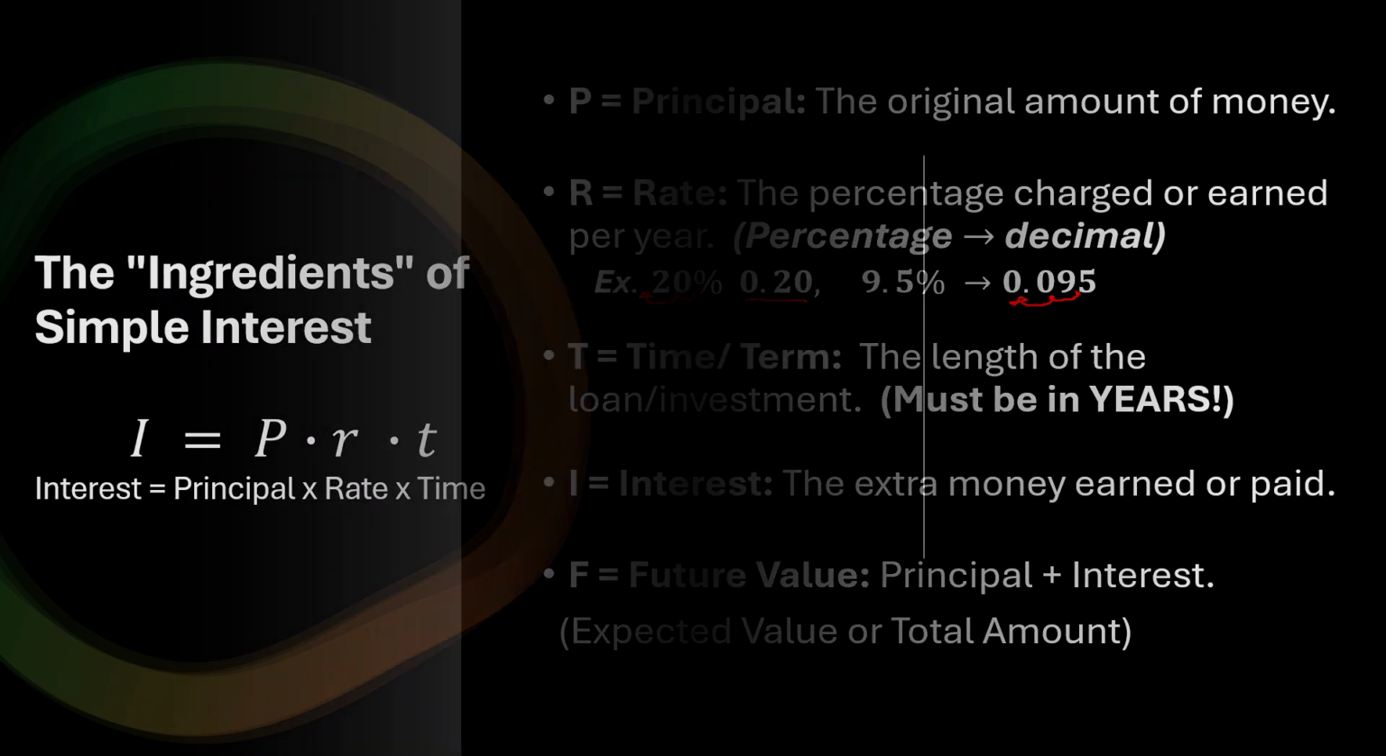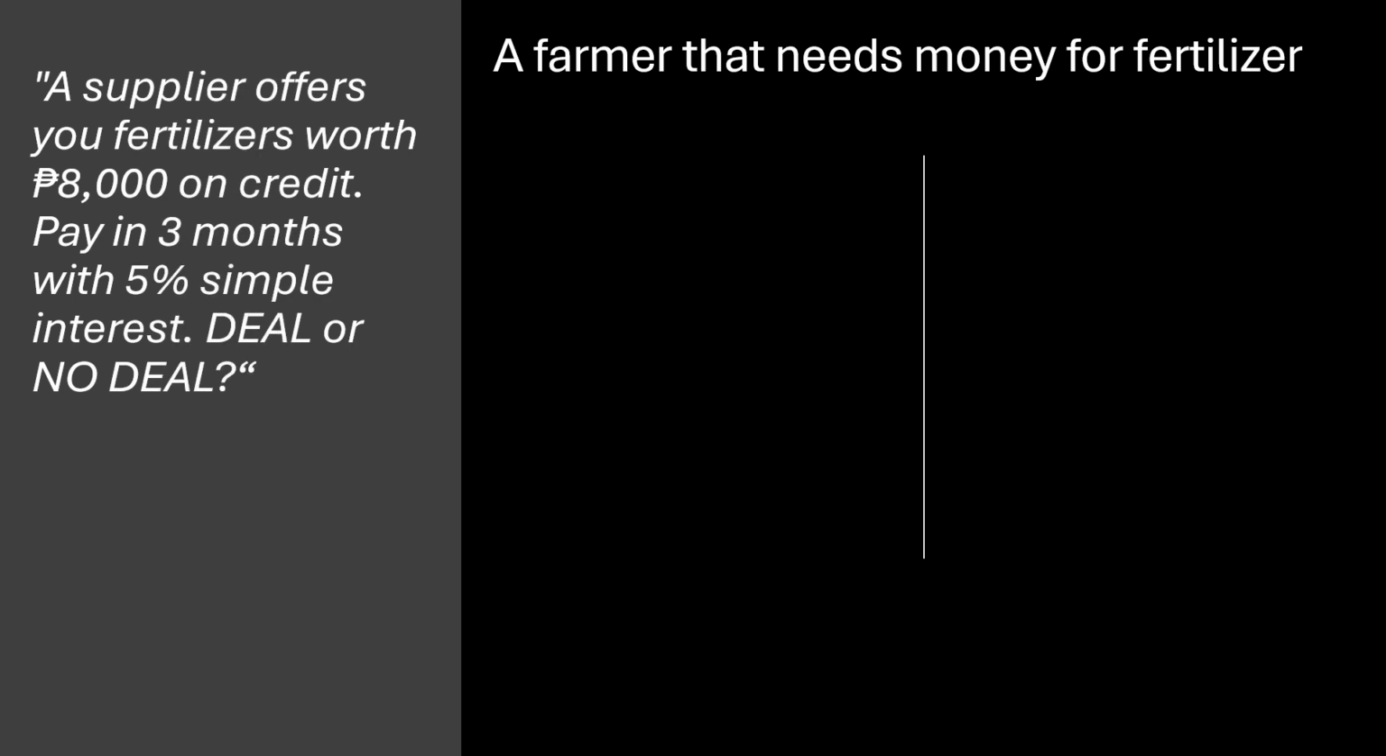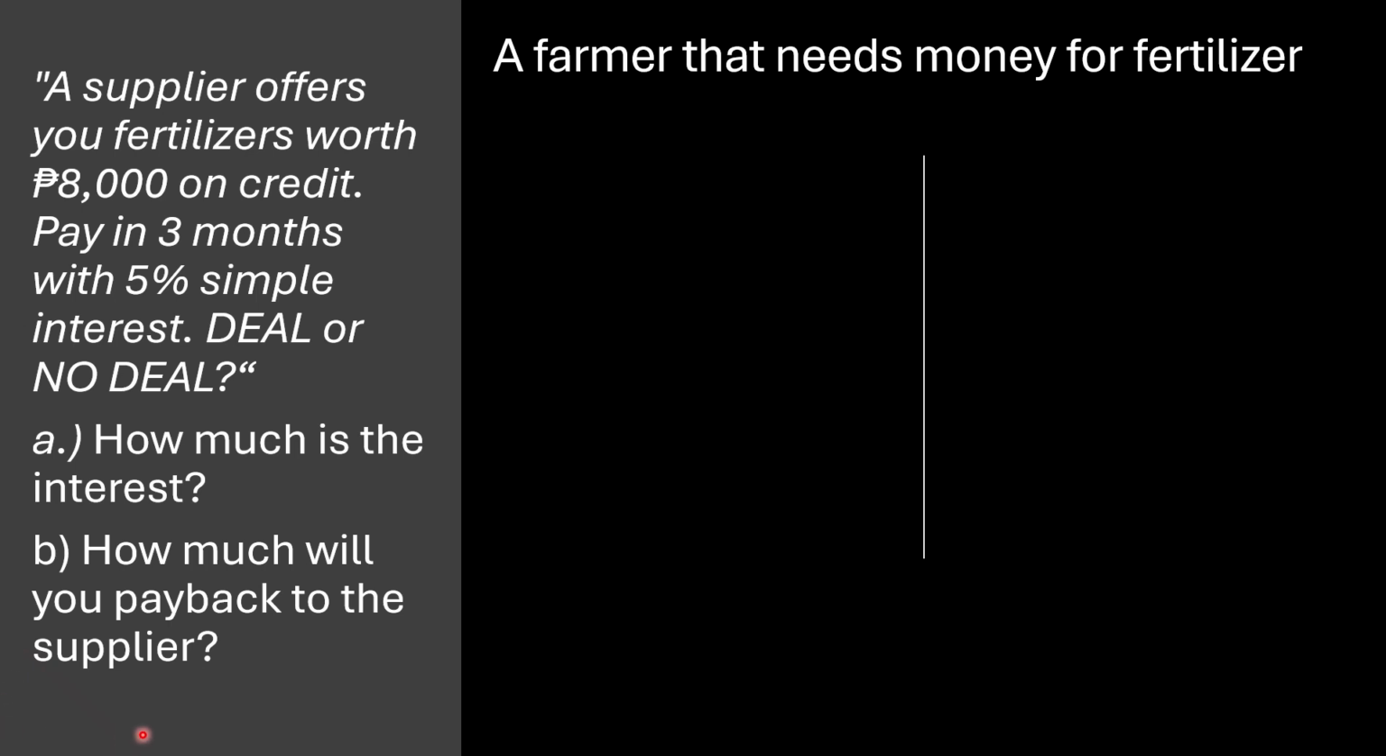Let us try to answer this simple interest problem. A farmer needs money for fertilizer. A supplier offers you fertilizers worth 8,000 pesos on credit. Pay in 3 months with 5% simple interest. Is it a deal or no deal? And these are the questions. Letter A, how much is the interest? And letter B, how much will you pay back to the supplier?